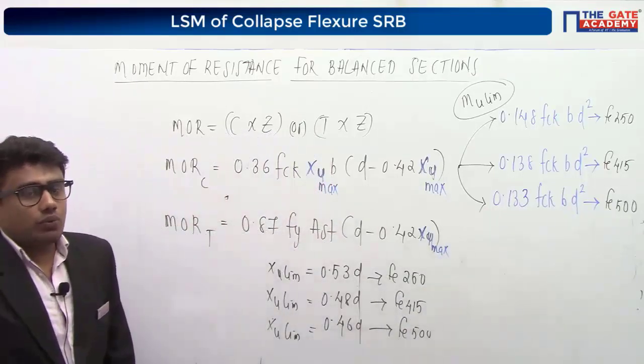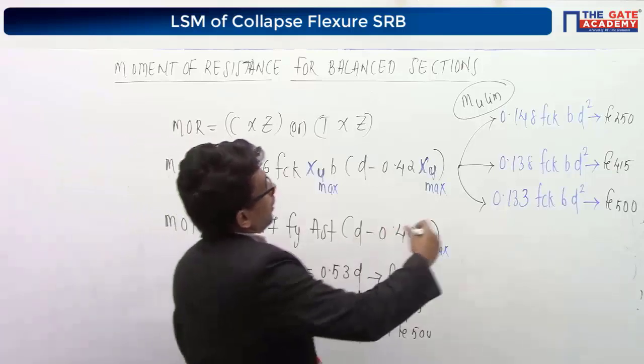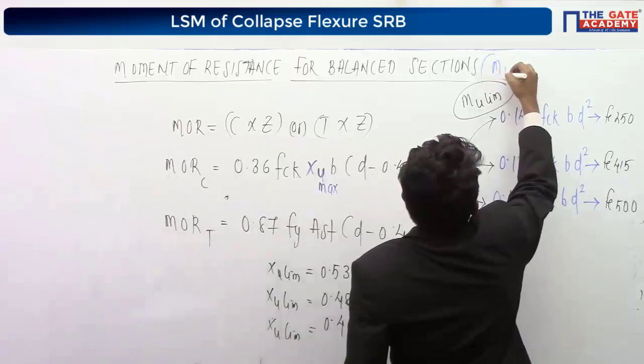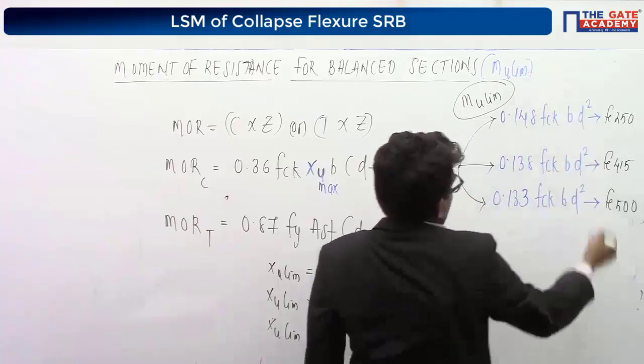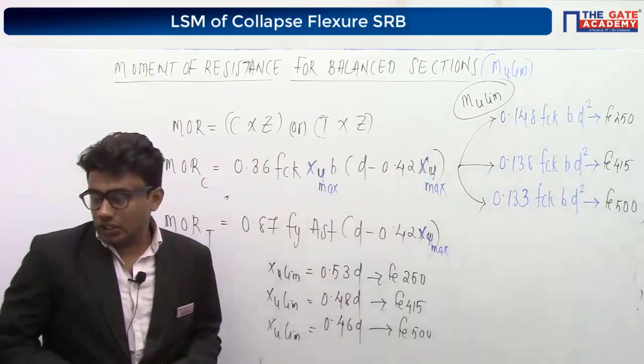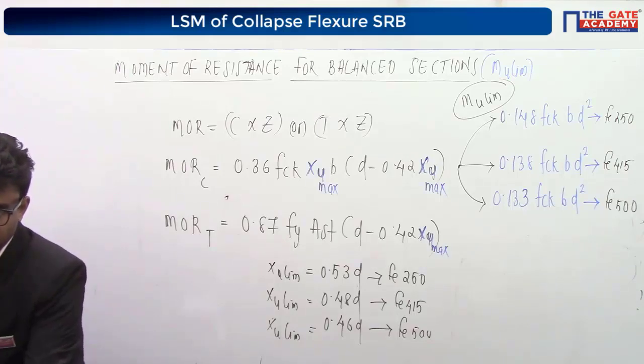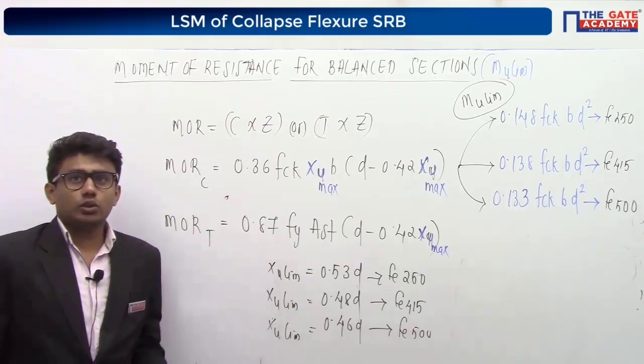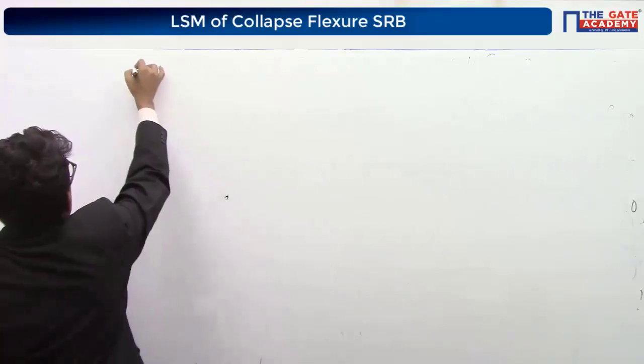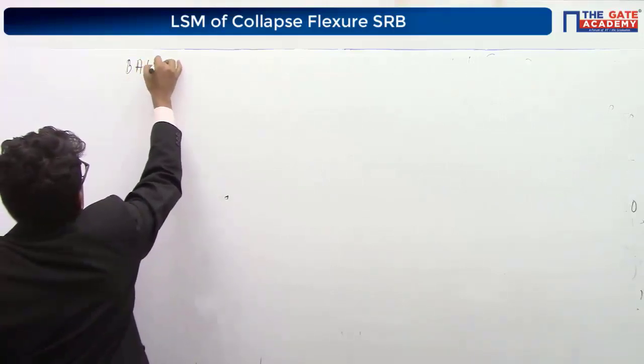This is called the moment of resistance for balanced sections, or you can call it Mu limit. Remember these equations: 0.148 FCK BD square, 0.138 FCK BD square, and 0.133 FCK BD square. Next one, give the heading: balanced percentage of steel.